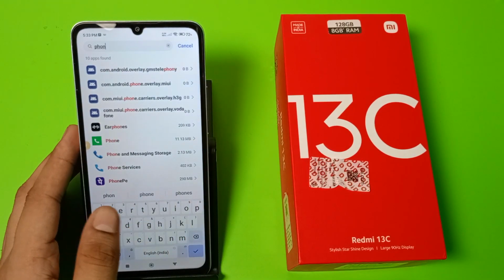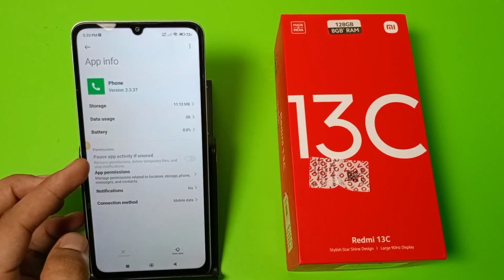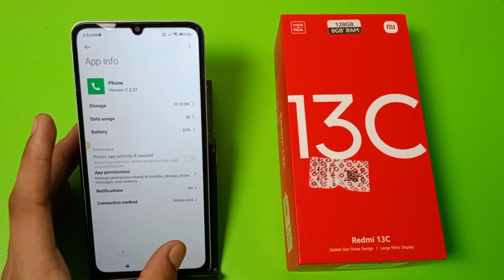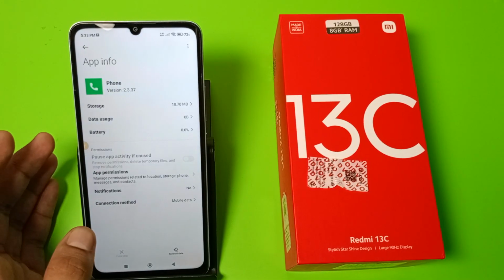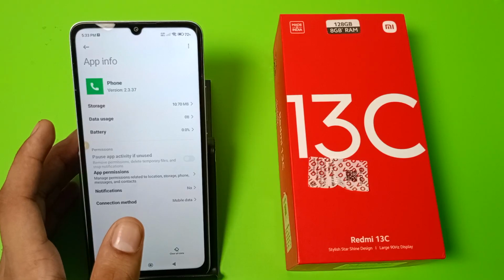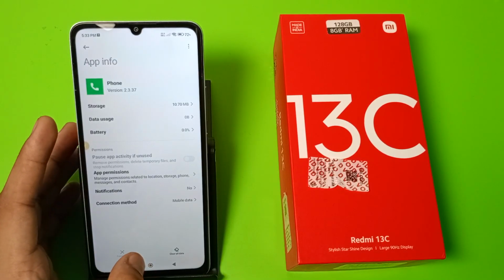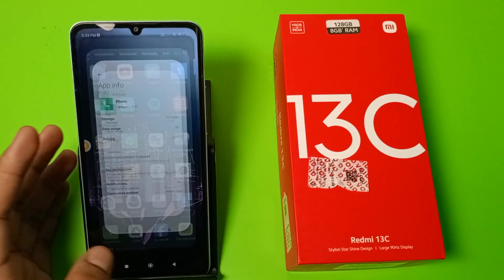like this. Here it is. You have to clear the data and clear the cache of this, and now your setting will be reset now and your voice is coming for them.